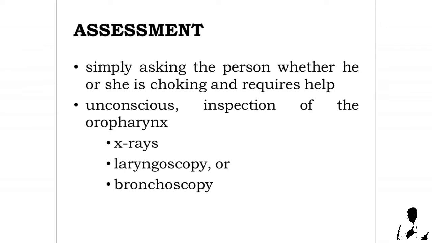Assessment of the patient who has a foreign object occluding the airway may involve simply asking the person whether he or she is choking and requires help. If the person is unconscious, inspection of the oropharynx may reveal the offending object. X-rays, laryngoscopy, or bronchoscopy also may be performed.